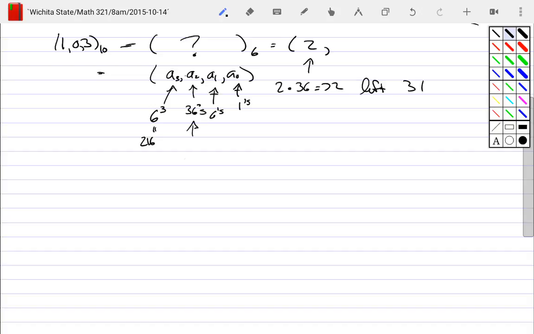31, right? There's 31 left. Now for the 31 left, how many 36s are you going to get out of that? None. That was the whole point of picking two and not three. Okay, well, how many sixes can you get out of 31? Five. I can get five sixes. So that says, hey, look, I have five sixes, which is 30, and then what's going to be left over? One. One, and that's in base six.